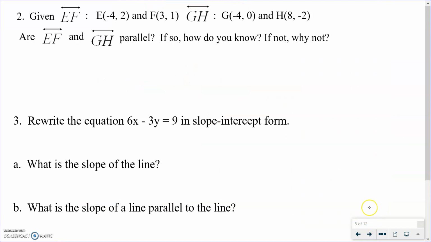Okay? I would like you to again pause this and to try this. So find the slope of EF and the slope of GH, and then try and make a conjecture. Hold off on number 3 for right now. Just do number 2. Try and find the slope of EF and the slope of GH.